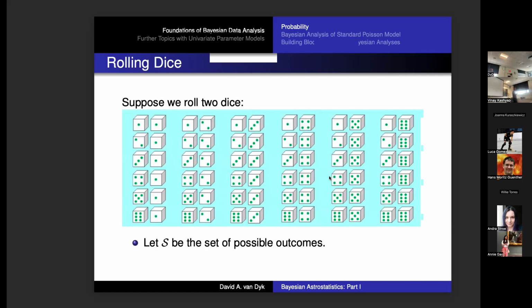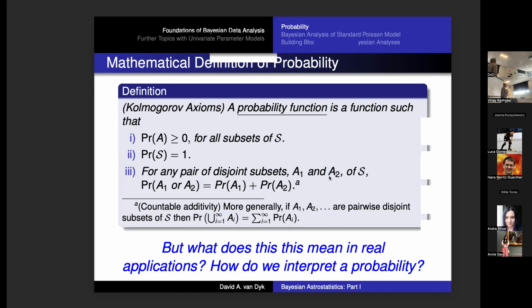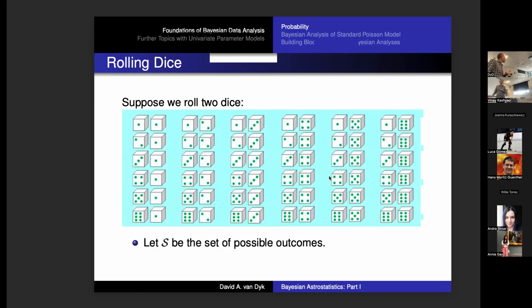Take those two dice. I rolled them twice. There's 36 possible outcomes. And what we call the sample space is the set of all possible outcomes. So you can see nicely enumerated, or depicted, these 36 possible outcomes. Mathematically, a probability is a function that takes values on the sample space. So it has to assign a number to each of those 36 possible outcomes.